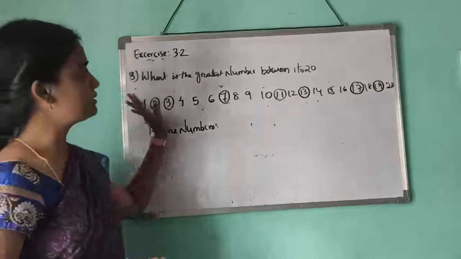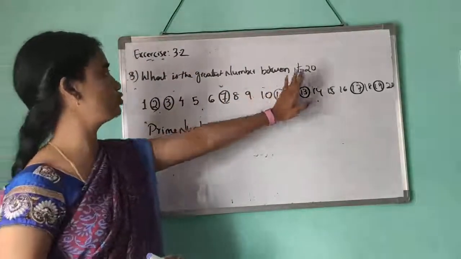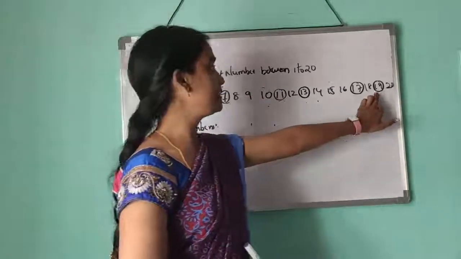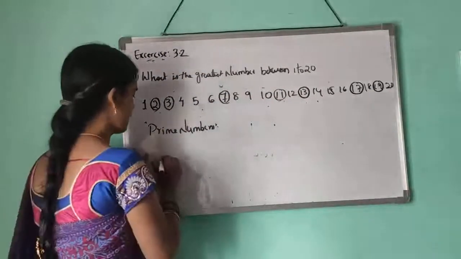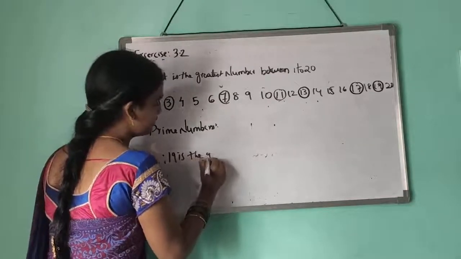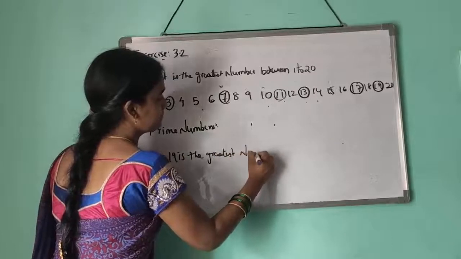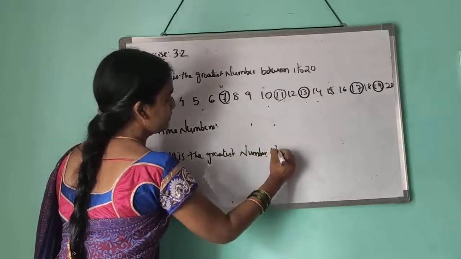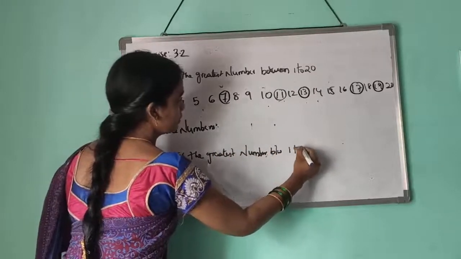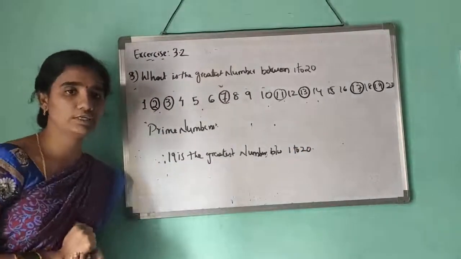So comparing these numbers from 1 to 20, find the greatest prime number. Here 19 is the greatest. So 19 is the greatest prime number between 1 to 20.